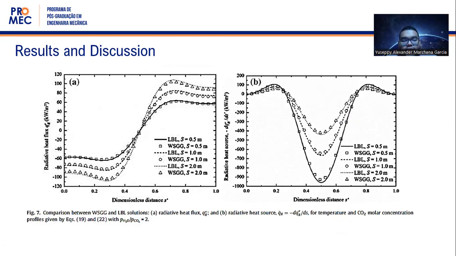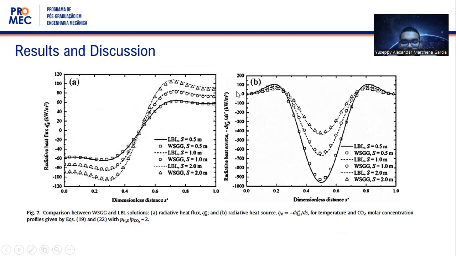In all cases, the agreement between the WSGG and L by L models is very satisfactory, right? We can see that the WSGG model and the L by L method have the same form in both, right? So that's a good, satisfactory result. As quantified in table 4, which we are going to explain later, the maximum and average errors remain below 4.18% and 3.28% respectively.